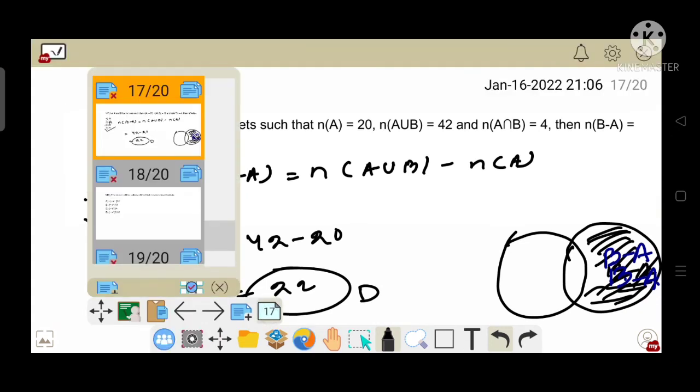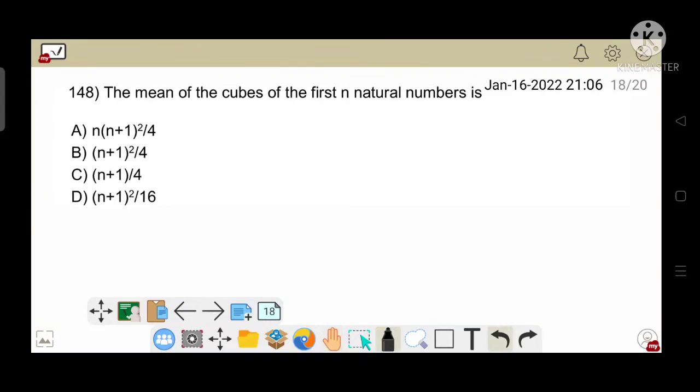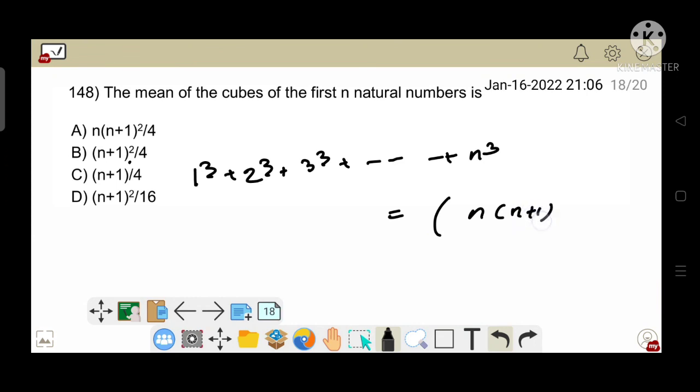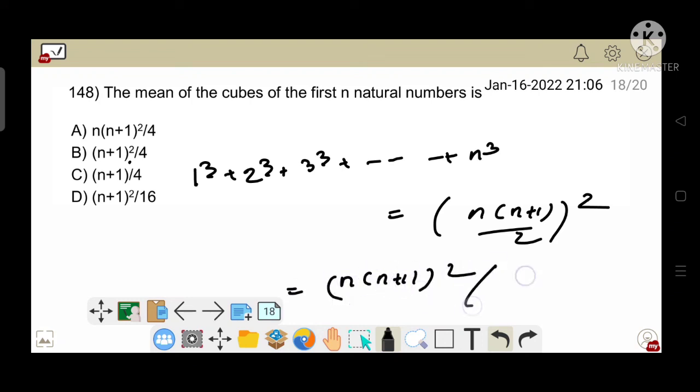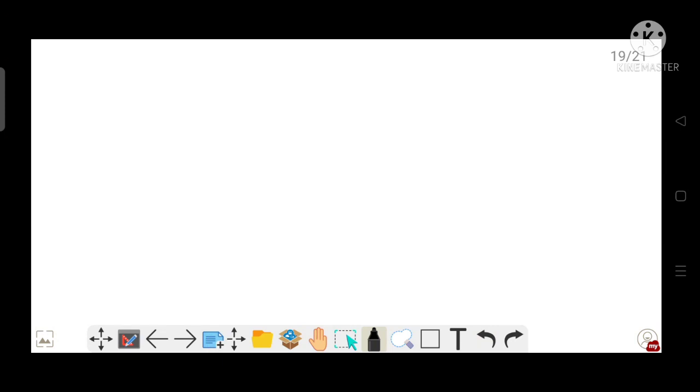Moving to next question. 18. The mean of cubes of first n natural numbers. So this is the direct formula. This will be 1 cube plus 2 cube plus 3 cube up to n cube, which is n into n plus 1 by 2, whole square, then n into n plus 1 whole square by 4. This should be an easy answer. Moving to next.